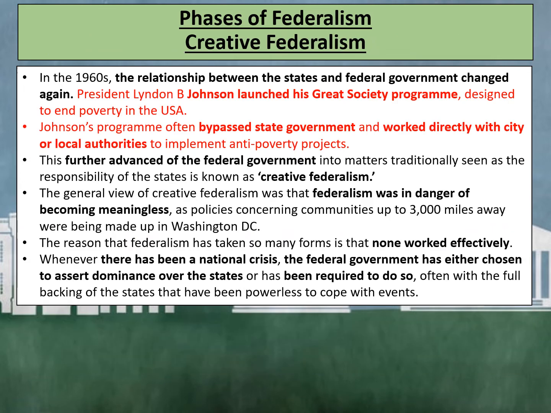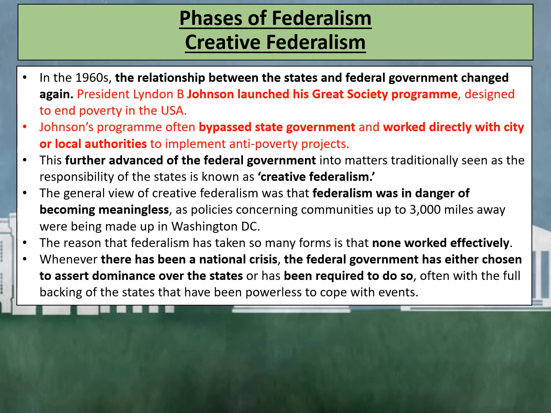In the 1960s, the relationship between the states and federal government changed again. President Lyndon B. Johnson launched his Great Society program, which was designed to end poverty in the US. In his view, the states had never made a serious effort to tackle the concentrated pockets of poverty, often in the cities such as Los Angeles' South Central District, and therefore could not be relied upon to do so. His program often bypassed state government and worked directly with city or local authorities to implement anti-poverty projects.